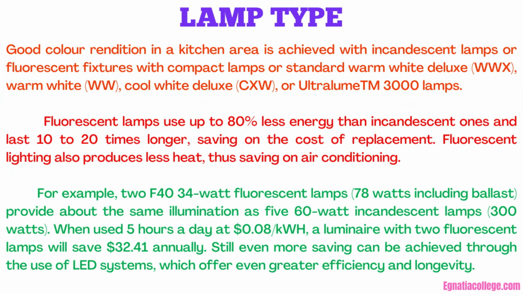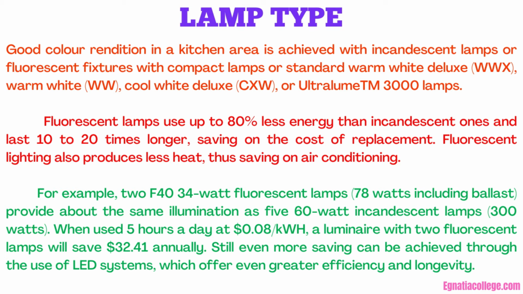30-1208. Lamp type. Good color rendition in a kitchen area is achieved with incandescent lamps or fluorescent fixtures with compact lamps or standard warm white deluxe, WWX. Warm white, WW. Cool white deluxe, CWX. Or Ultralume 3000 lamps.